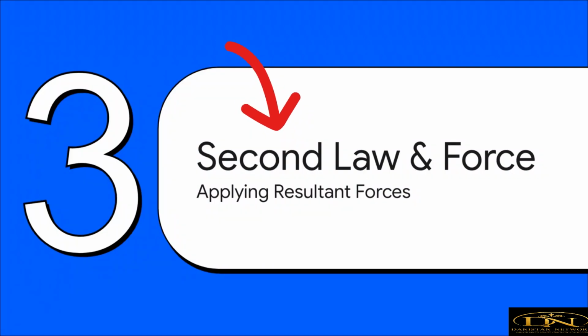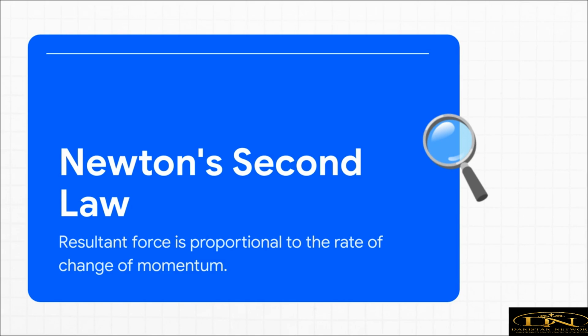Let's shift gears a bit. Section 3, the second law, and the quantitative link. We're moving from qualitative ideas to applying resultant forces mathematically. The first law tells us what happens when forces are absent, but we need to rigorously define what happens when a resultant force is actually applied.